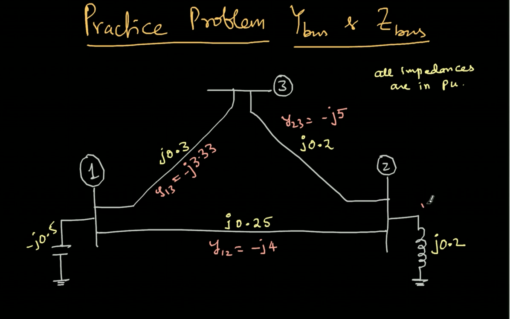And similarly, Y20 will be equal to minus j5, because 1 by 0.2 is 5. And finally here, it will be plus j2. So it will not be minus j2, it will be plus j2. So that's it. So we have all the admittances marked on the system.